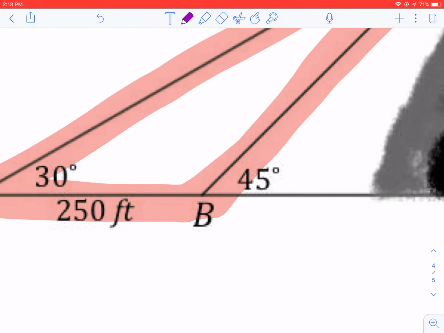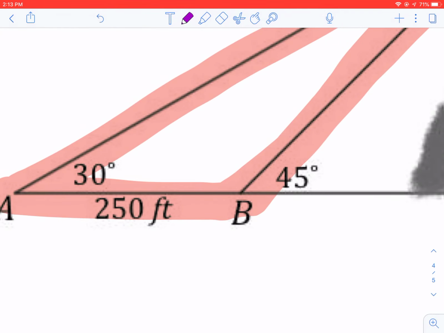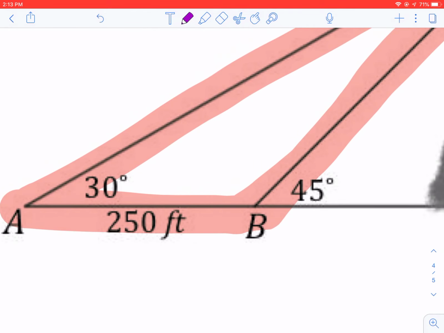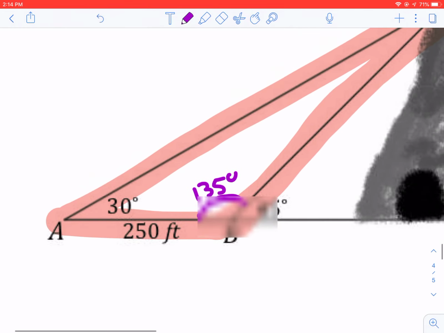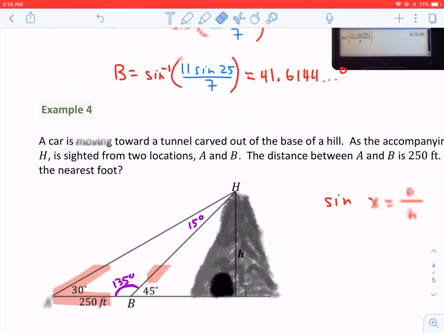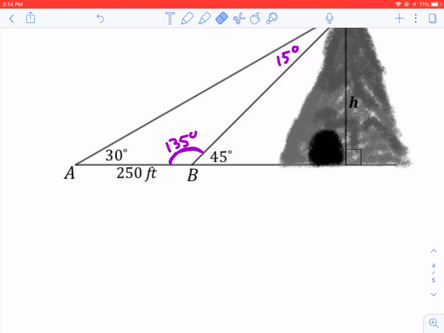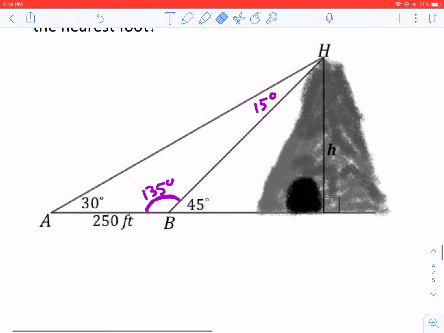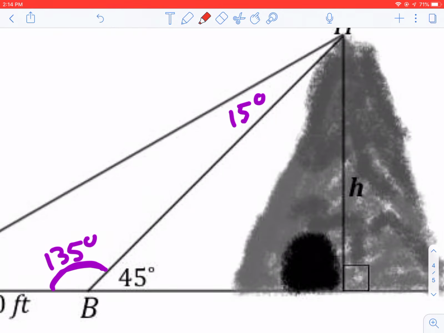So I can find this angle, right? Because these are supplementary, so this is 135 degrees. Those two make 165, so this angle over here is 15 degrees. And let's see if we can apply law of sines now. So I'm trying to get to this triangle, and I notice that it shares this length. So I'm going to call this side x here.